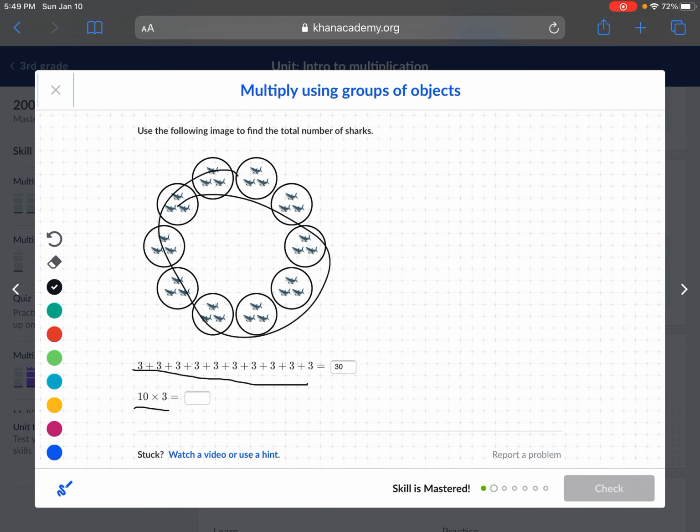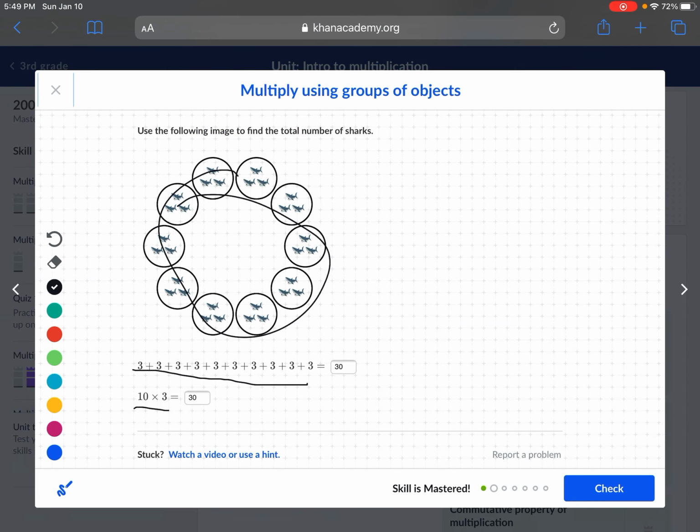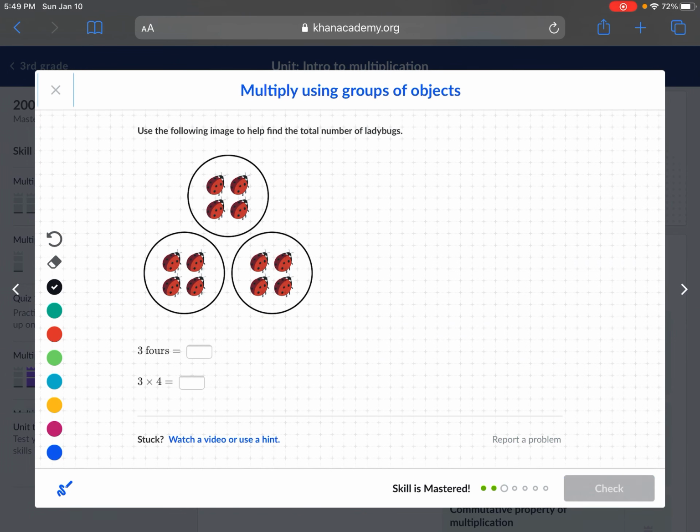It might be a long count because it's up to 30, but you can write the whole thing out. Another way to say it is 3 fours. So there's 3 fours. You just write 3 four times.